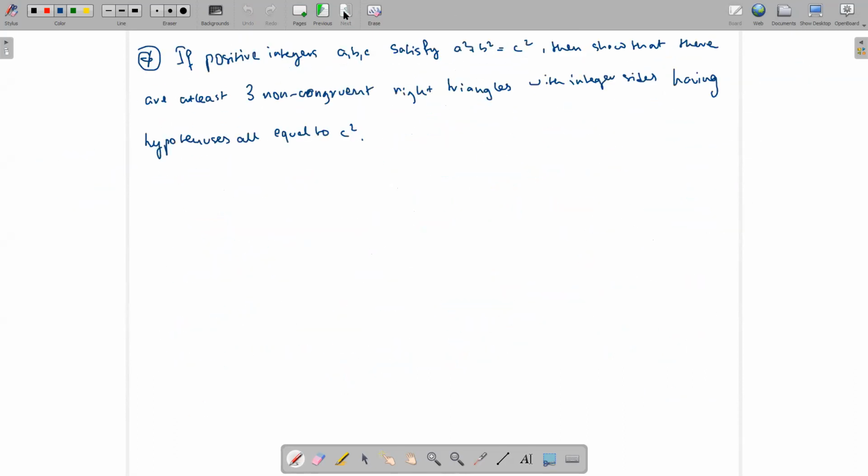Since we are talking about techniques, before we go to other problems, let's solve this one, because it involves a new technique, which might be new for some of you. If positive integers a, b, and c satisfy a squared plus b squared equals c squared, then show that there are at least 3 non-congruent right triangles with integer sides having hypotenuses all equal to c squared. So without loss of generality, we can assume a is greater than or equal to b, right? At least.